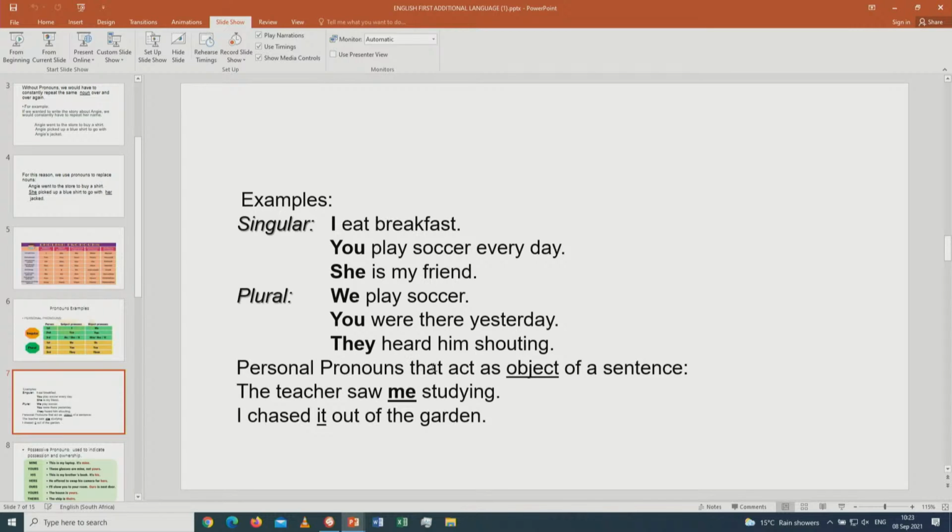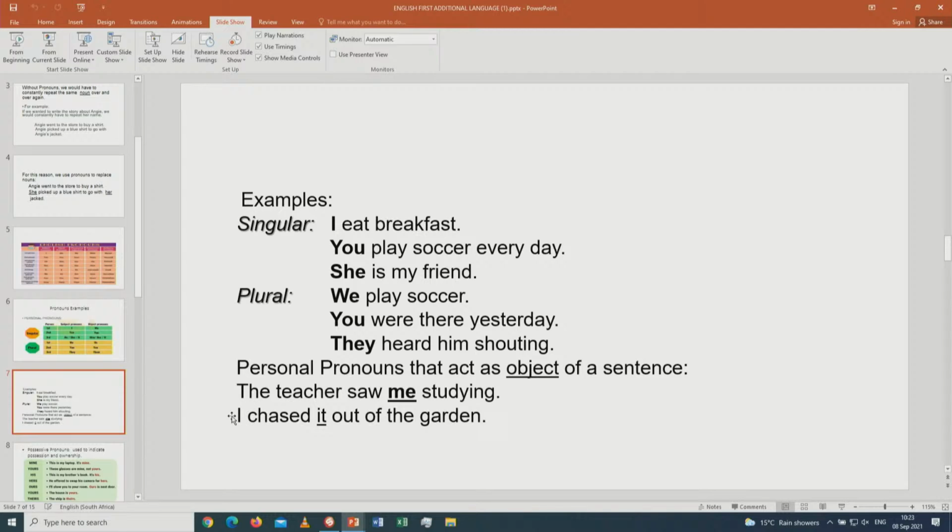Personal pronouns that act as object of a sentence. The examples we have used here are me and it. For example, the teacher saw me studying. Me is a pronoun object because it doesn't do anything. It receives the action that is being done to it. It's an object pronoun. The teacher saw. Teacher is the subject. Me is inactive and suffers the action that is done to it.